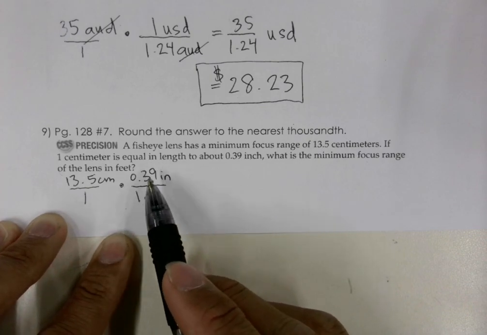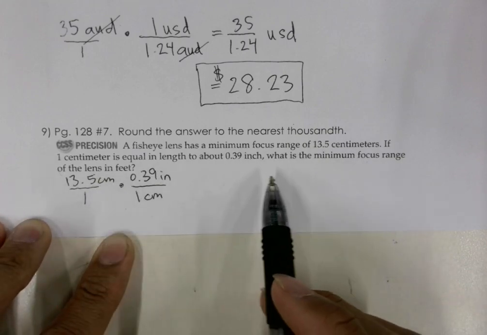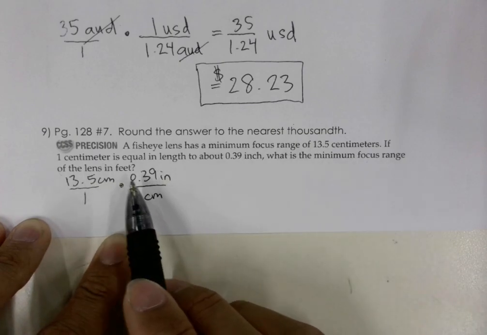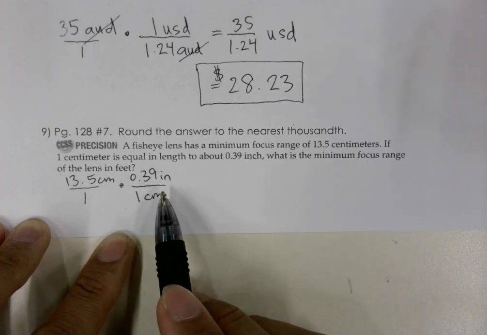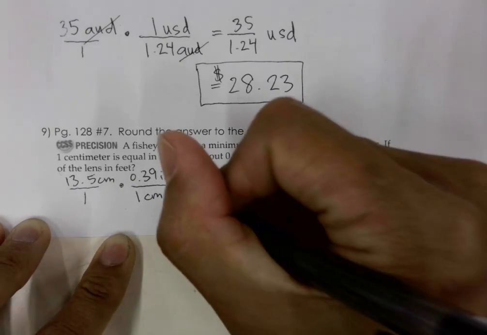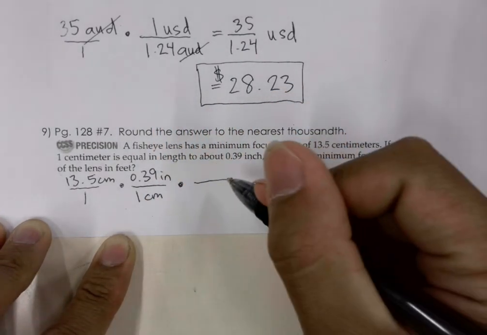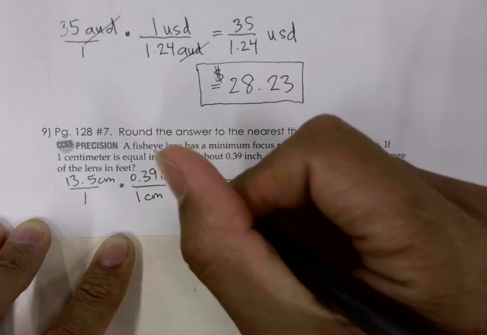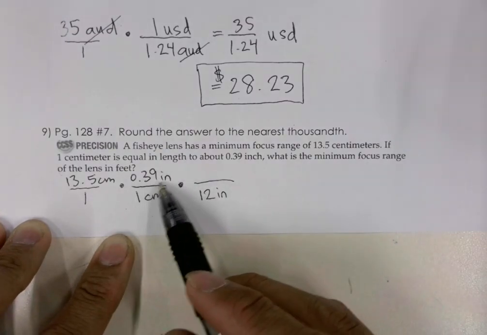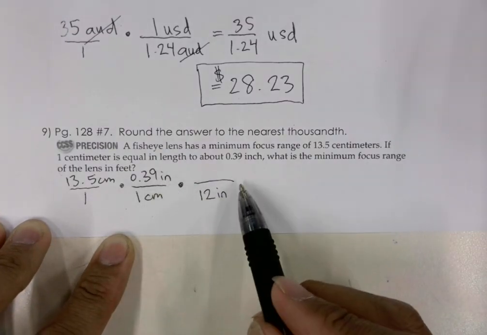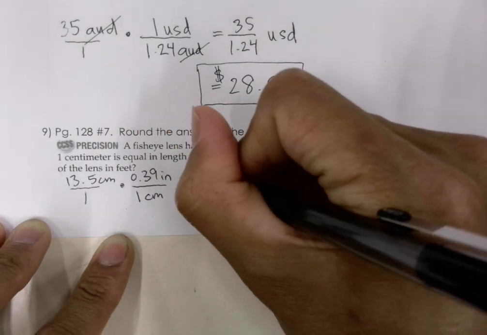But we are not asked to find the minimum focus range of the lens in inches. We're asked to find the minimum focus range of the lens in feet. So we need to convert inches into feet. And we can do that by multiplying by yet another ratio. We want to make sure that we put our inches in the denominator so that the inches in the numerator can cancel out with the inches in the denominator. And we all know that 12 inches is equal to 1 foot.